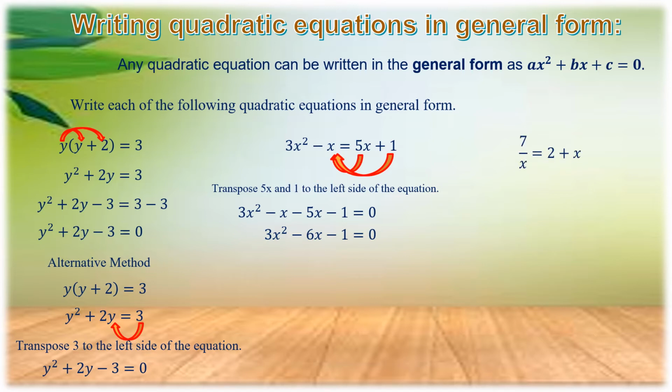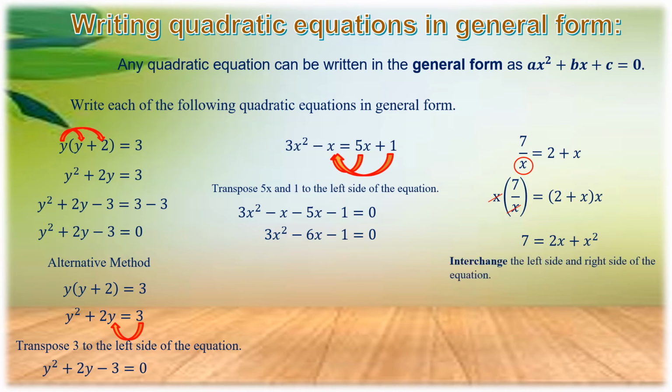Now let us have another one. Supposing we have 7 over x is equal to 2 plus x. So in here, we are going to multiply it by the denominator x. So x times 7 over x is equal to 2 plus x times x. Then we are going to cancel x. So it will result to 7 is equal to 2x plus x squared. Then simplifying further, we interchange the left side and right side of the equation. So we will be having 2x plus x squared is equal to 7. Then simplifying further, we are going to transpose 7 to the other side. So it will result to 2x plus x squared minus 7 is equal to 0. Then the general form will be x squared plus 2x minus 7 is equal to 0.